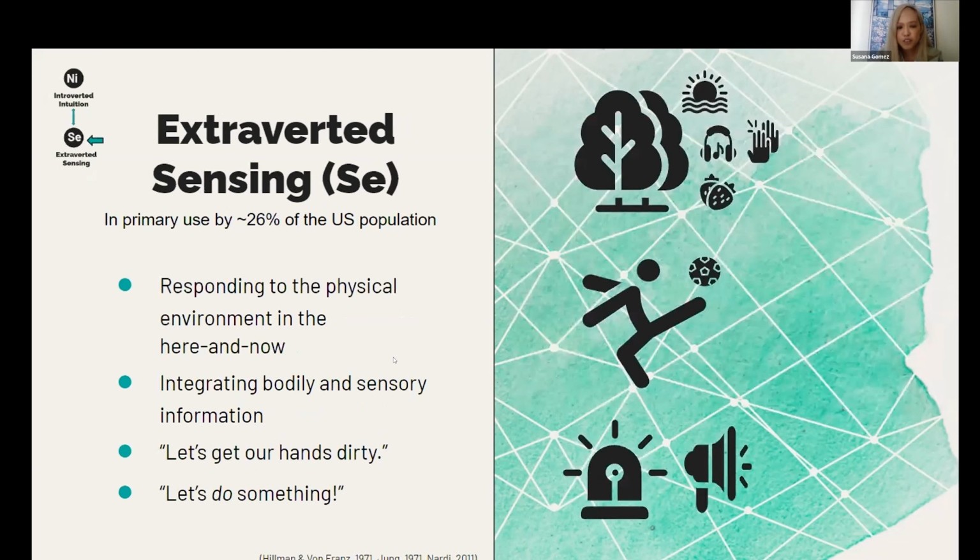Now we come to extroverted sensing. If we were engaged in extroverted sensing, we would be focused on integrating bodily and sensory information and responding to the physical environment in the here and now. Facing injustice, we might respond with direct action, picket lines, sit-ins, calls to action. In a group, we might hear, let's get our hands dirty, or why are we sitting around here talking and not doing something?